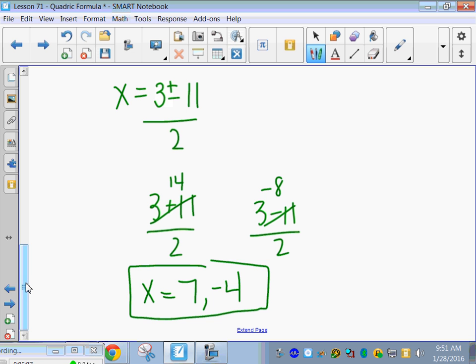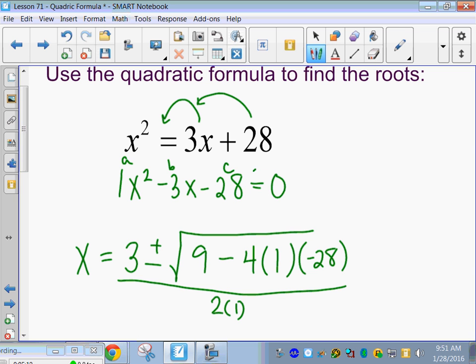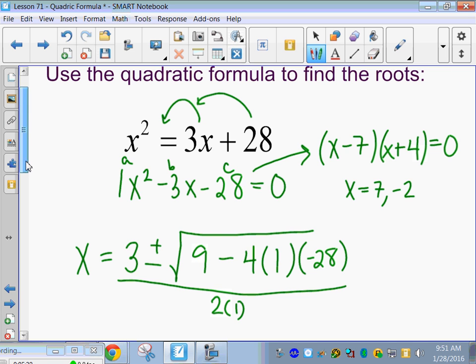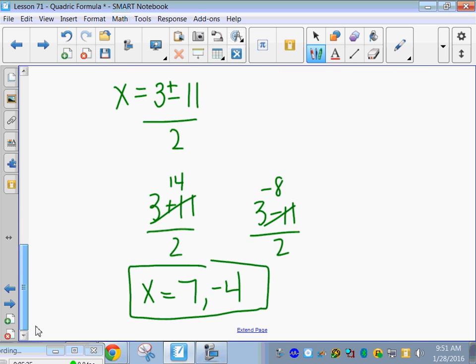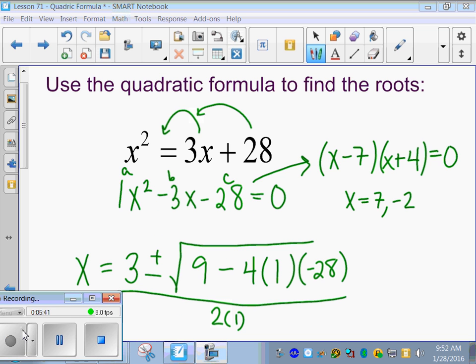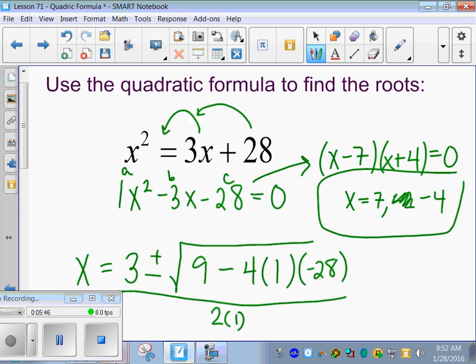Now, again, we just found the solutions, roots, zeros, and x-intercepts. One thing we could have done was actually factored this to solve. So I would have what multiplies to negative 28 and adds to negative 3. Okay, and we get 7 and negative 2. Just kidding, I mean 7 and negative 4, which is what we got when we did the quadratic formula.